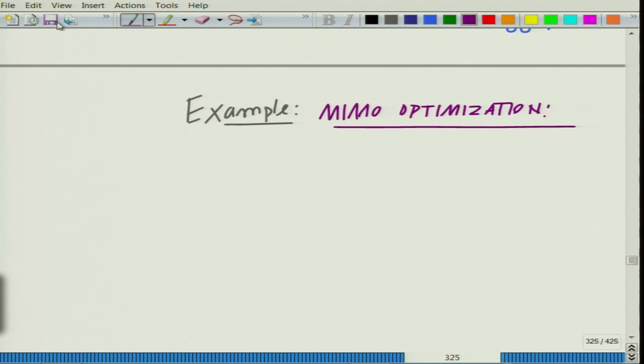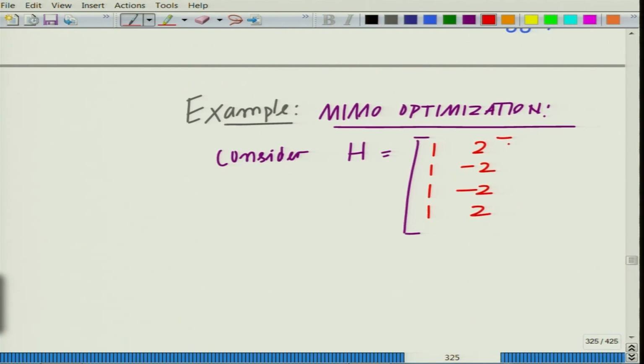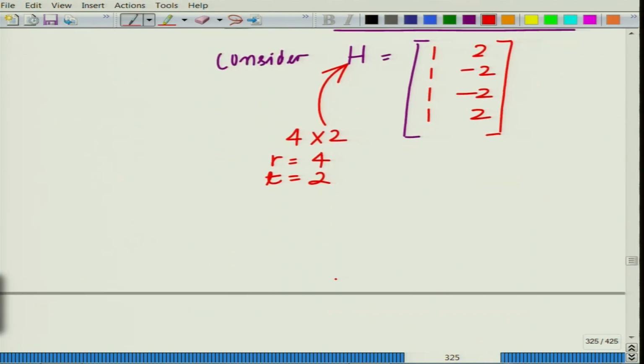Let us look at a very simple example for MIMO optimization. Consider the channel (1, 2, -2, 2). This is our MIMO channel. Recall, we have already seen this before. This is the 4x2 MIMO channel, which means the number of receive antennas equals 4 and the number of transmit antennas equals 2.